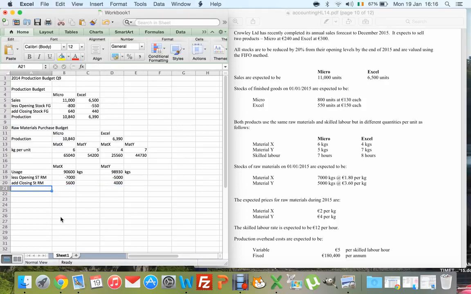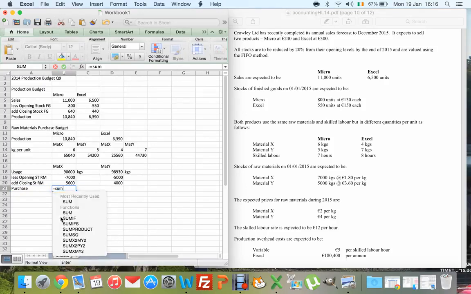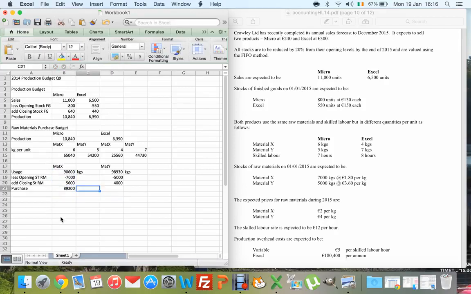So that means that the amounts that I need to purchase is going to be adding all those together. So my opening stock taken away from my usage, and add my closing stock. And again, that's kgs, just so I don't think it's money of some kind.